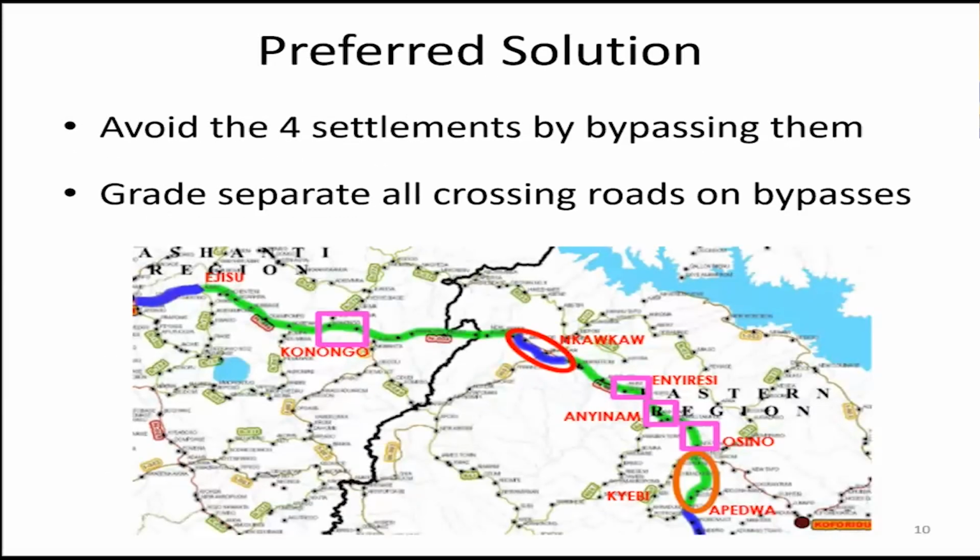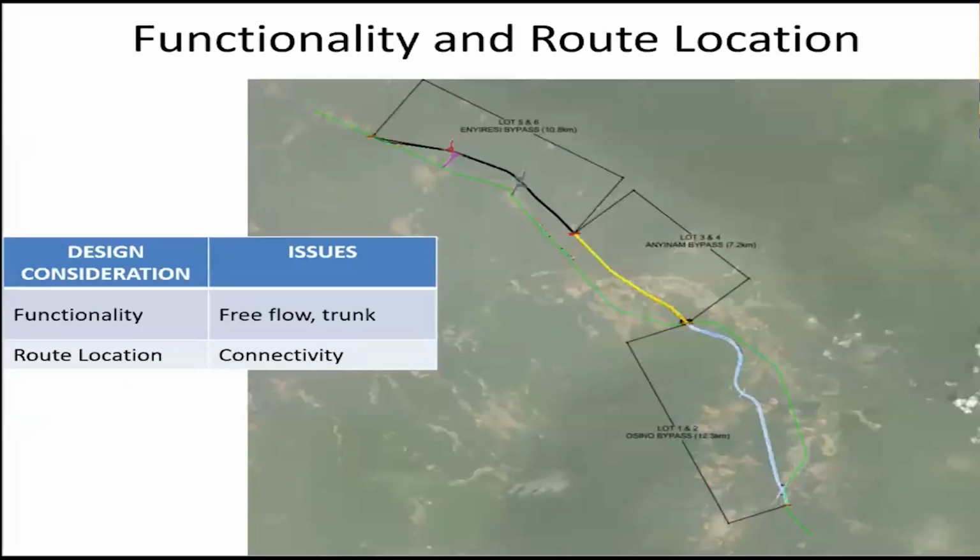The preferred solution that the GHA arrived at was the avoidance of these four settlements by bypassing them, and to still connect the towns to the bypass through grade separated structures or interchanges, and also to afford crossing roads to cross, and those that want to join the bypasses or to leave the bypass to do so. I will, at this point, let Engineer Bernardo Usu, the Highway Design Manager, and also the leader for the design team on this project, to present considerations and then how they were applied from the planning stage through the ongoing implementation stage.